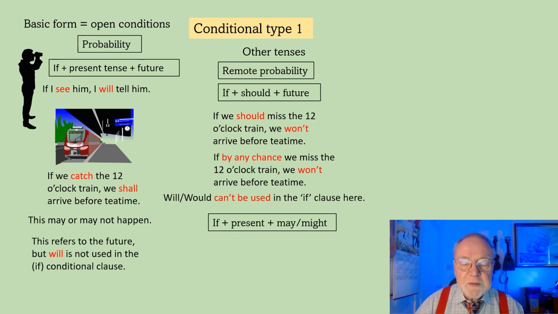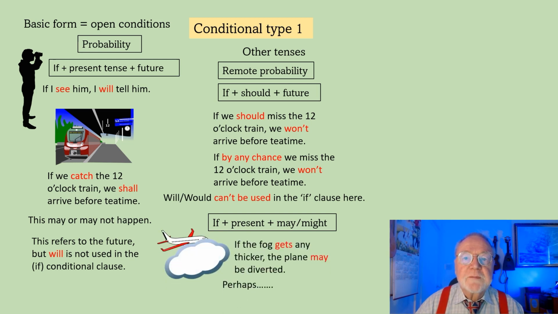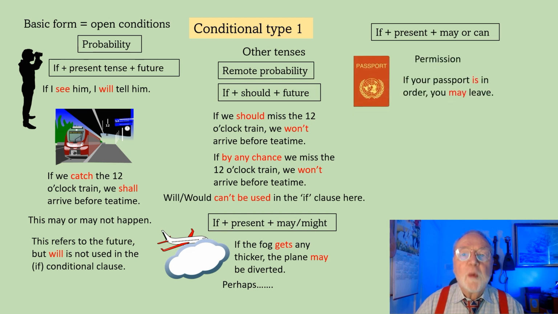What about modal verbs? If plus the present tense plus may and might. Look at this example. If the fog gets any thicker, the plane may be diverted. And this is the sense of perhaps. It's a probability. It may not happen. Perhaps they might have to take this action. May can be used in a slightly different sense, for permission. If your passport is in order, you may leave. It's giving you permission to leave.